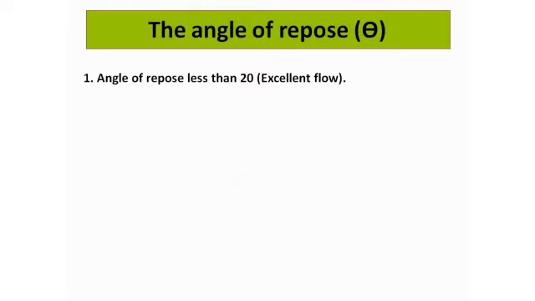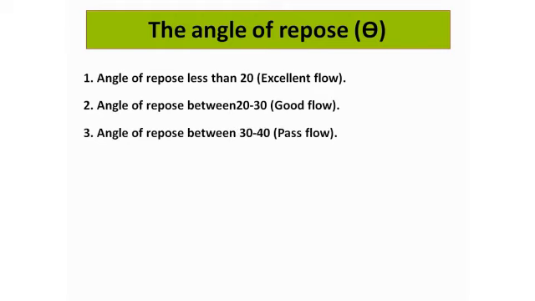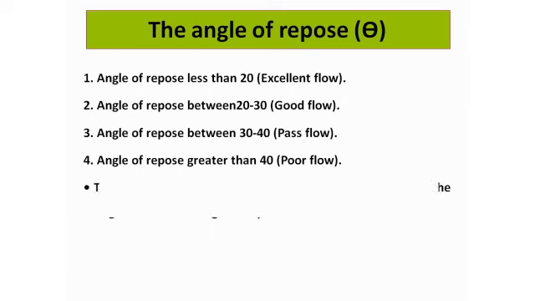So angle of repose less than 20, excellent flow. You are going to get excellent flow of the powder. Angle of repose 20 to 30, you are going to get good flow. Angle of repose between 30 to 40, we used to say it is a fair flow. Angle of repose greater than 40, very poor flow of the powder through the hopper, right?